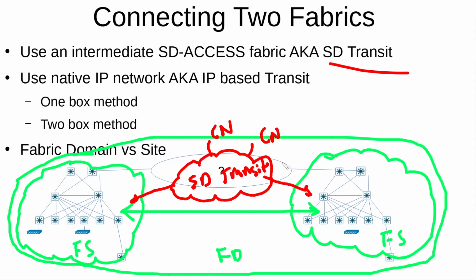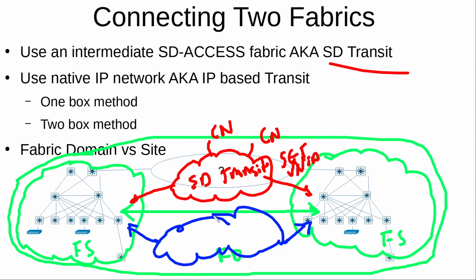This has several advantages because this SD transit network is going to keep scalable group tag information and VNID information natively. And the other option you have is communicating these two fabric sites using a traditional wide area network connection. So in this case, we would be using a native IP network, also known as an IP-based transit.